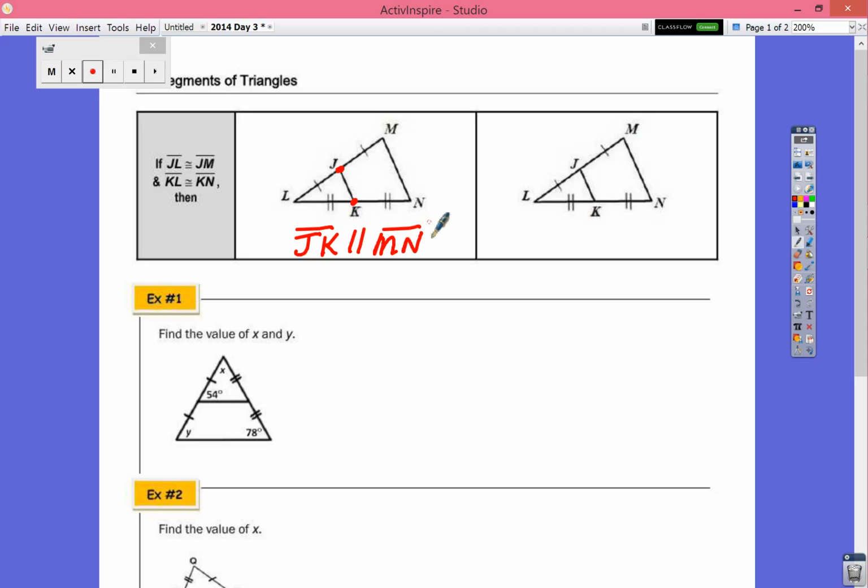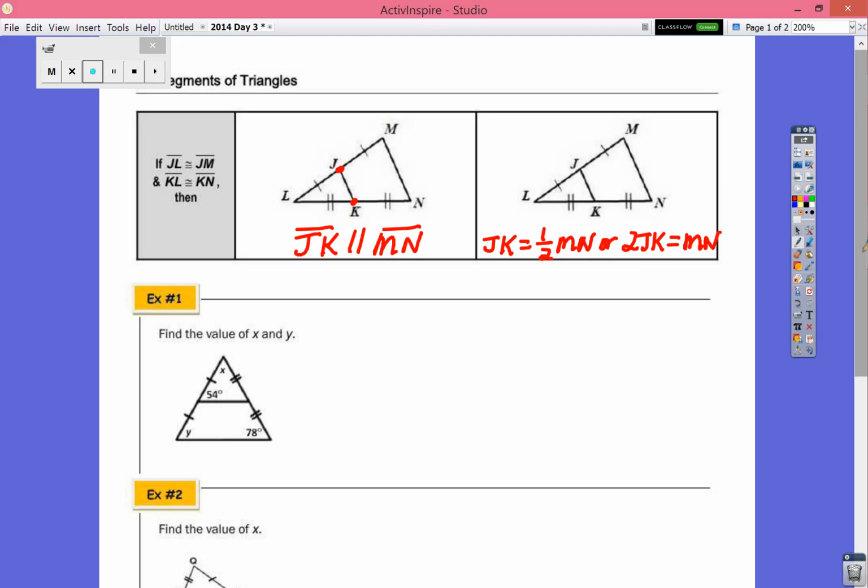We can also conclude, again, something about the length. We discovered that the length of segment JK was half the length of segment MN. And then again, we can write it without the 1/2 by saying that if I double the length of segment JK, that's equal to the length of MN.